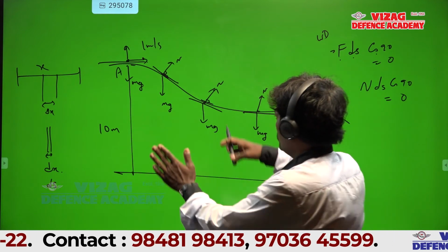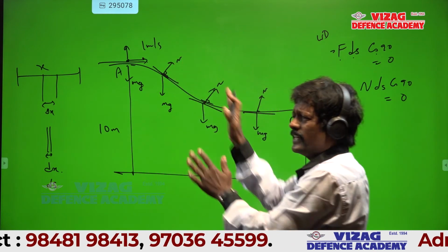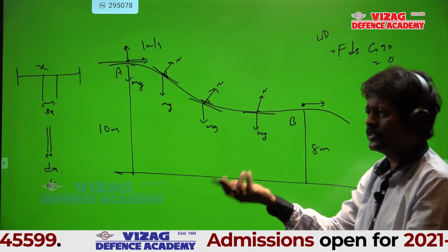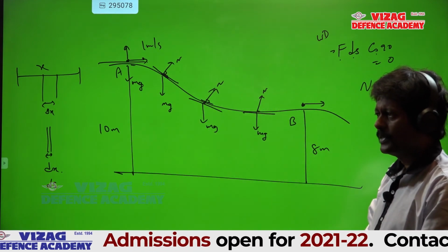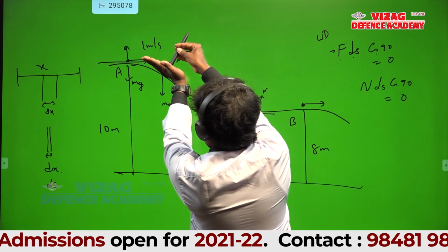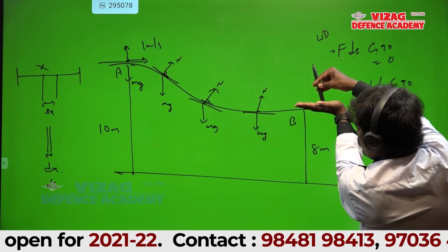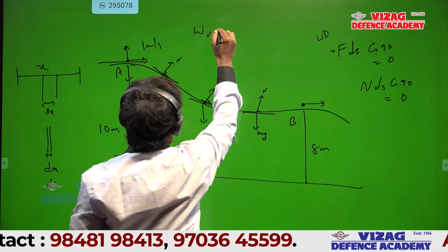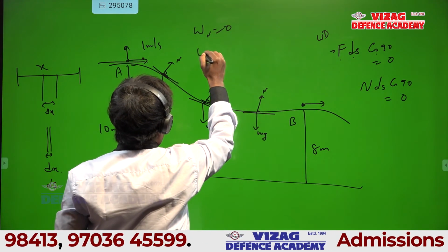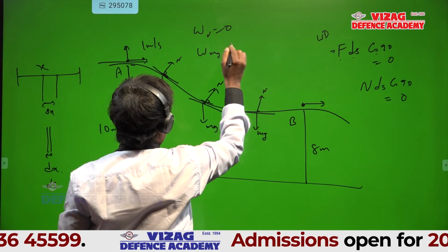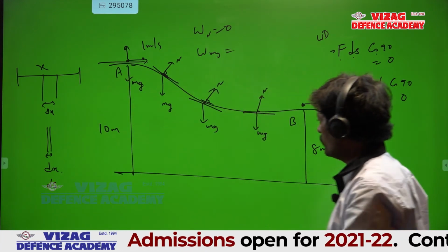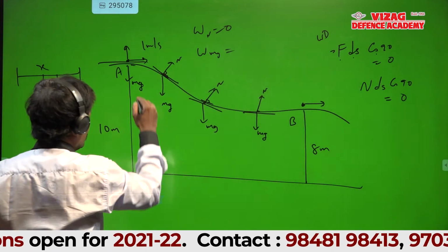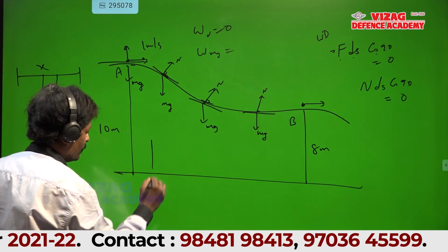0. That means actually how many forces are acting on the body, tell me? mg and normal reaction, that's all, nothing else. But work done by normal reaction everywhere 0. So leave it. Work done by normal reaction is 0, but work done by mg is not 0. How? mg is vertically down.